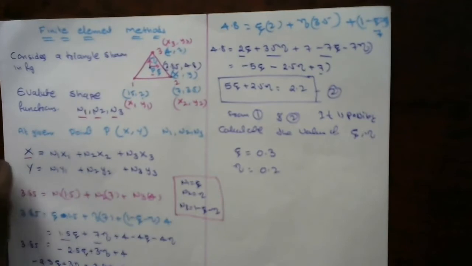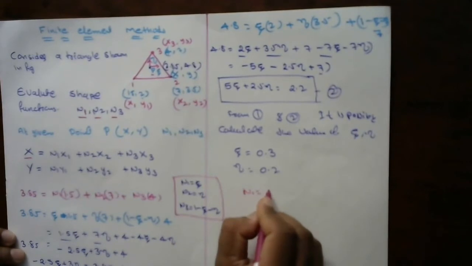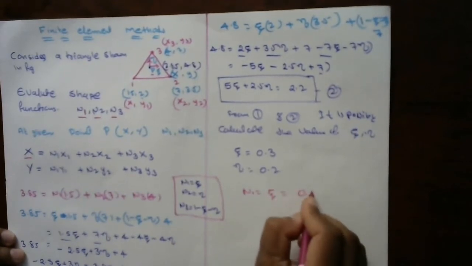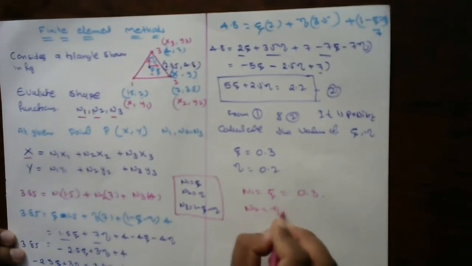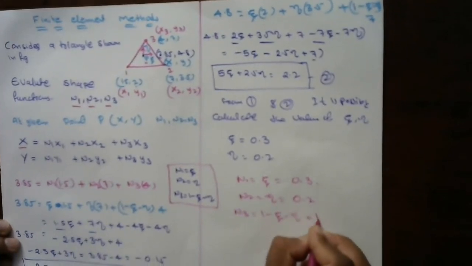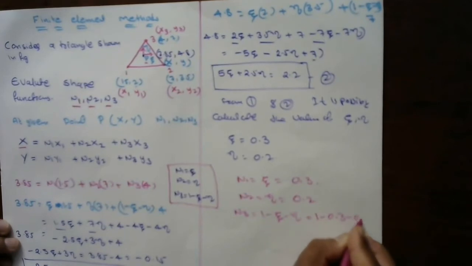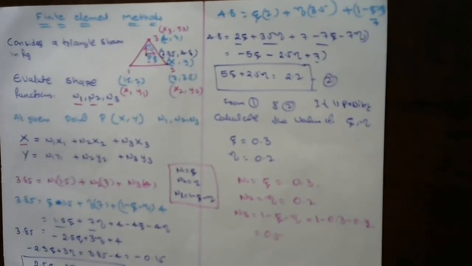So if you know the zeta and eta, then I know that N1 is equal to zeta, and that must be equal to 0.3 at given point P. Similarly, N2 would be equal to eta, and it can be written as 0.2 at given point P. And similarly, N3 can be written as 1 minus zeta minus eta, which is 1 minus 0.3 minus 0.2, so this is equal to 0.5. So these are the values of N1, N2, N3 at given point P.